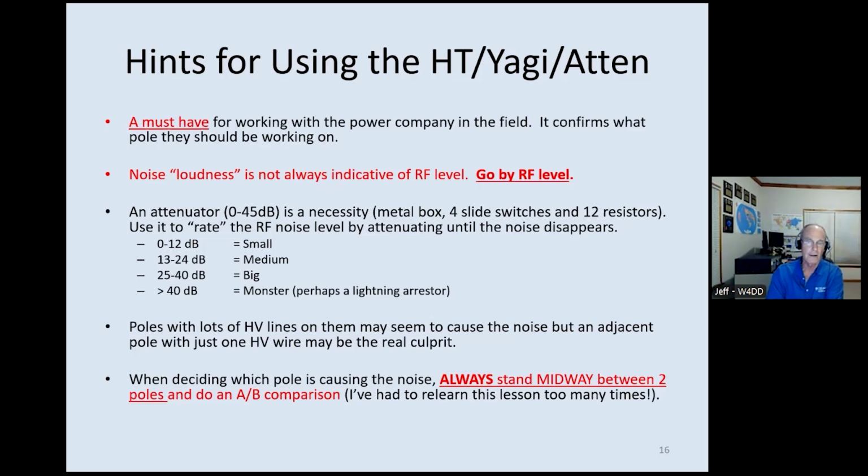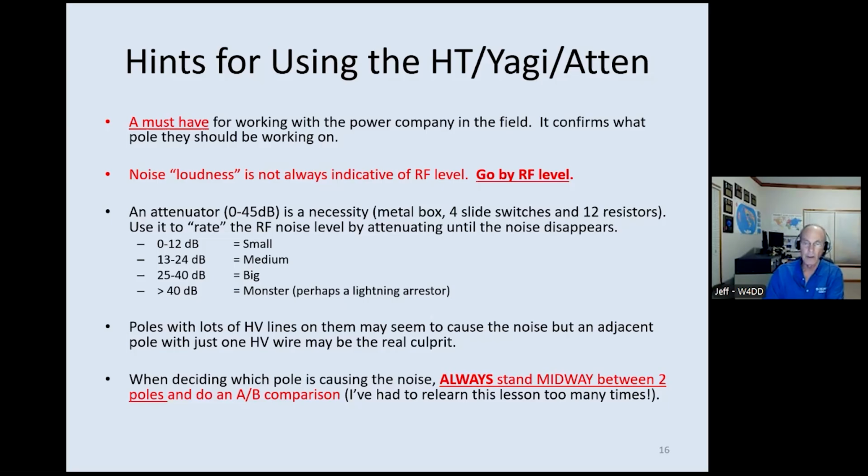Second thing is the loudness is not always indicative of the RF level. So power line noise and other noises can sound very bad. When I go to measure the actual strength, it's only a 3 dB or a 6 dB noise. And I'm going, gee, that's not very strong, and I'm a long way away from the QTH. That can't be it. So I always go by RF level, and I measure that RF level with the attenuator.